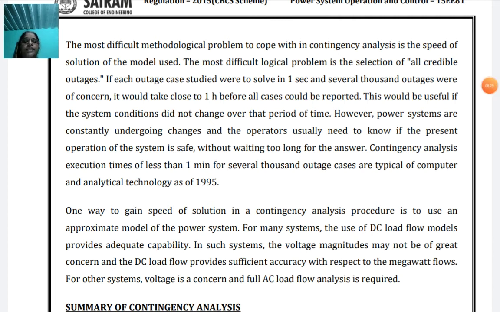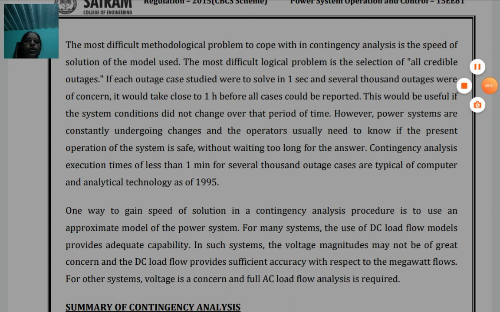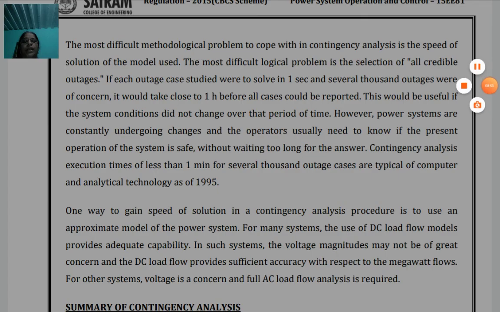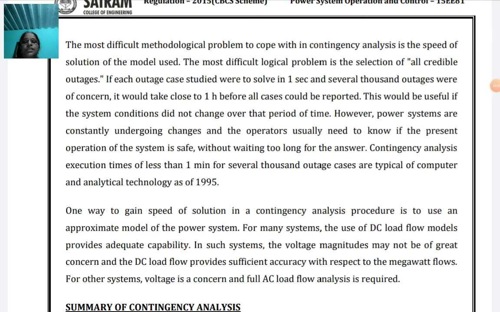For many systems, the use of DC load flow models provides adequate capability. The voltage magnitudes may not be of great concern, and the DC load flow provides sufficient accuracy with respect to megawatt flows. For other systems, voltage is a concern and full AC load flow analysis is required. In this case we use two analyses: one is DC load flow analysis, another is AC load flow analysis.